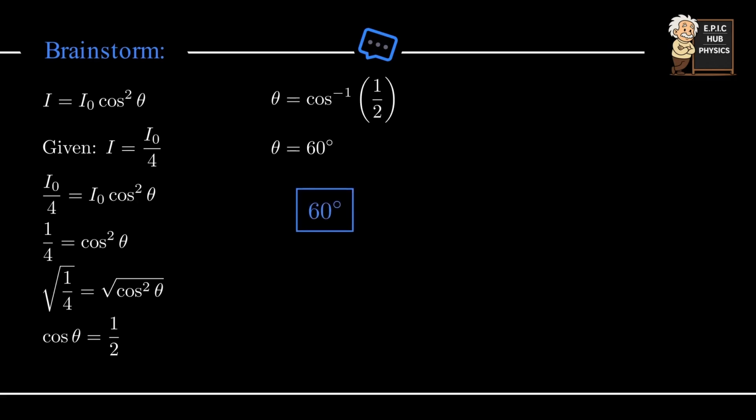What did we do? We substituted the relation that the transmitted intensity was a quarter of the incident intensity into Malus's law equation. We then simplified the resulting equation to find the required angle theta between the polarization direction of the light and the transmission axis of the filter.